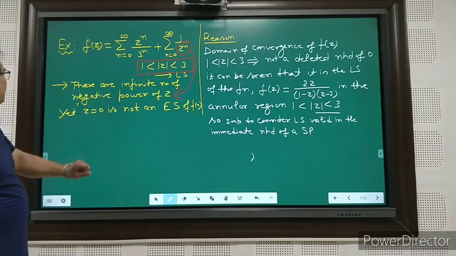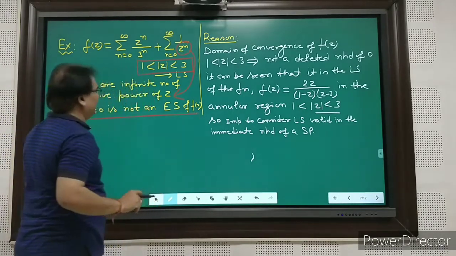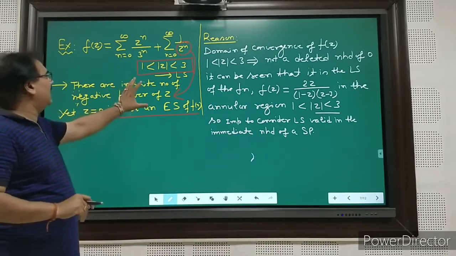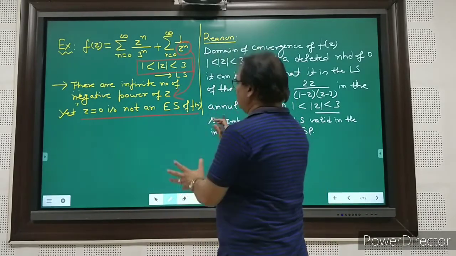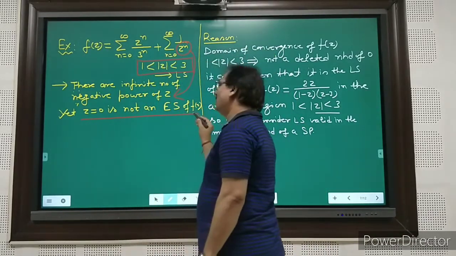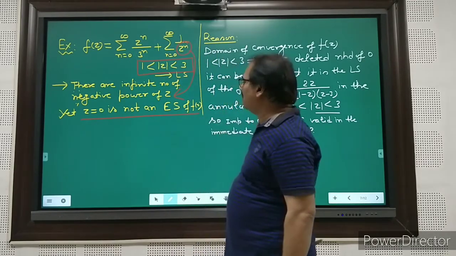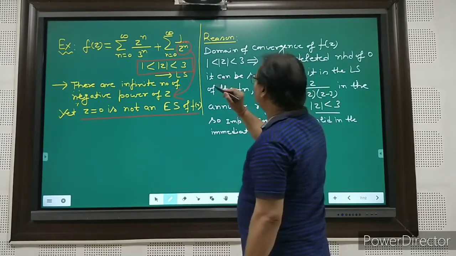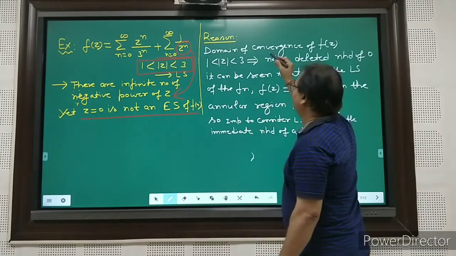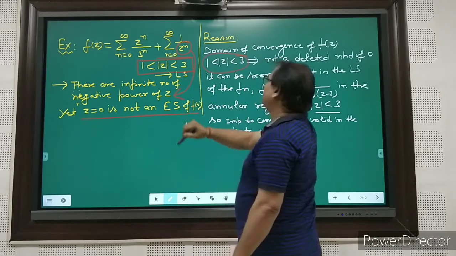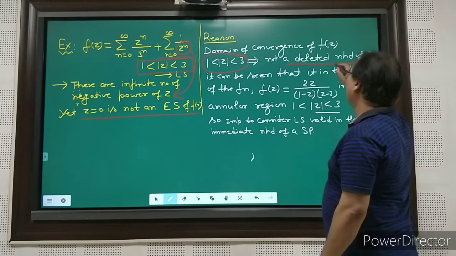Yet z = 0 is not an essential singularity of f(z), but this has a lot of negative power terms. What is the reason? z = 0 is not an essential singularity in this case, although this has an infinite number of negative powers of z. Why? It is because of this reason. Just to look, the domain of convergence of f(z), that is, |z| greater than 1 and less than 3, is not a deleted neighborhood. This is not a deleted neighborhood of 0.